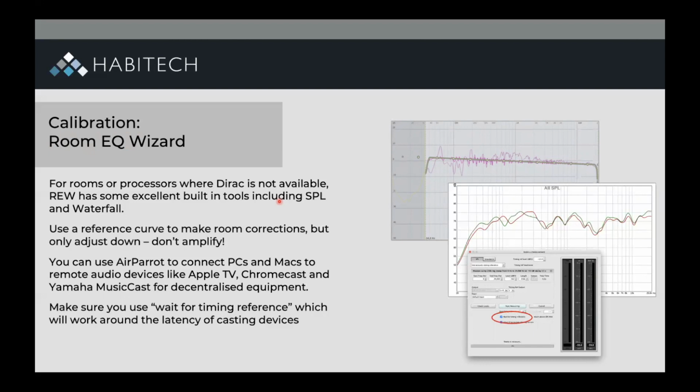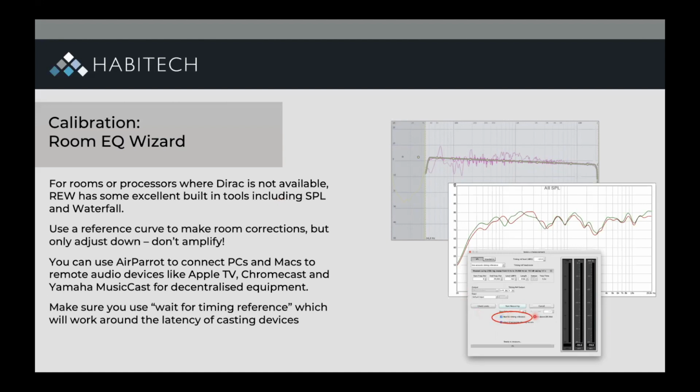So the best way to do that is to get a utility like AirParrot, which is really inexpensive. It's a very, very useful utility anyway. AirParrot, which is available for the PC and Mac, enables PCs to AirPlay or Chromecast to devices like Apple TV, Musicast, Chromecast devices. The problem with that is that any casting audio system, even Bluetooth, has latency. Room EQ Wizard is so well designed that it's even allowed for that. And you have in the software a wait for timing reference checkbox.